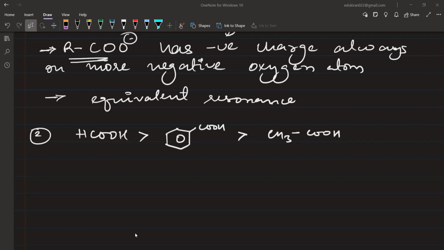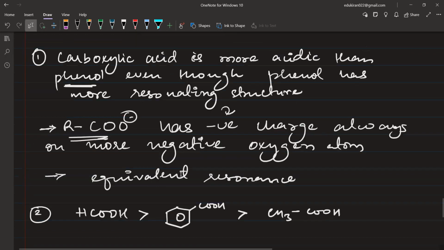So can you explain that reason again? For phenol. Yes. Phenol negative charge is always on more electronegative oxygen atom. Okay, so if you have an electronegative element, that can bear the negative charge very easily, right? Rather than an electropositive element such as carbon atom. So agar carbon में negative charge hoga, that is going to be unstable. And if you have a negative charge on oxygen, that is going to be more stable. That is why. Okay.